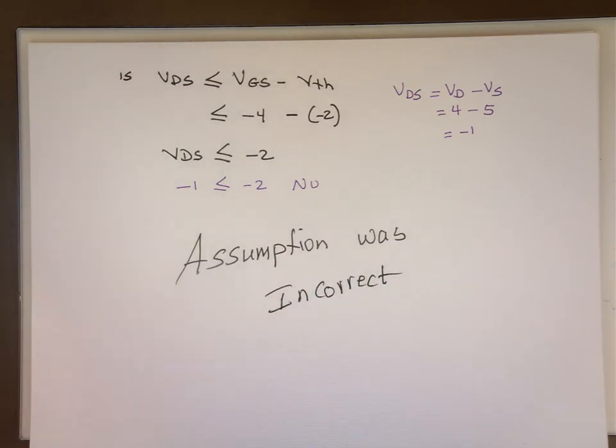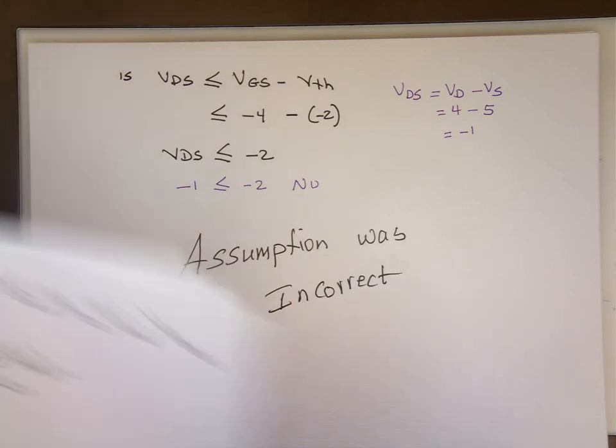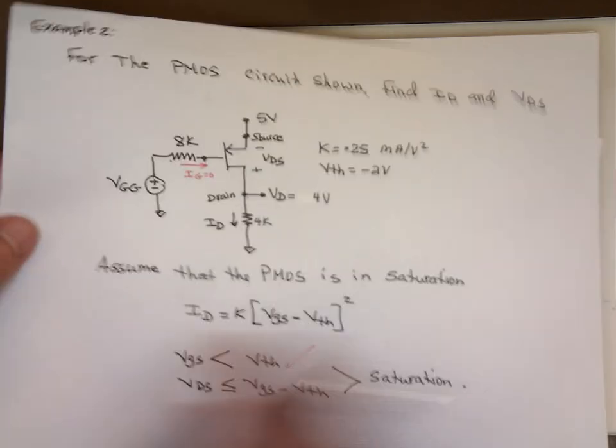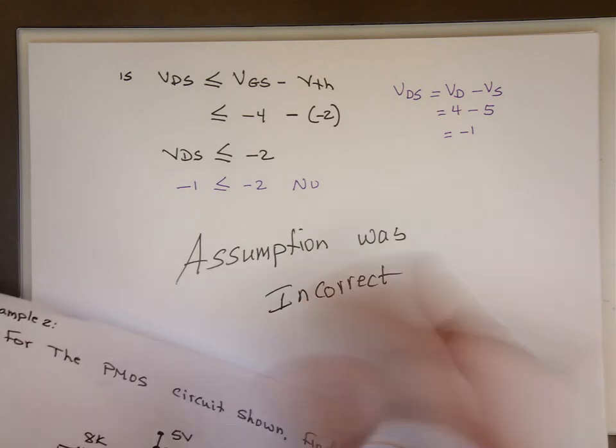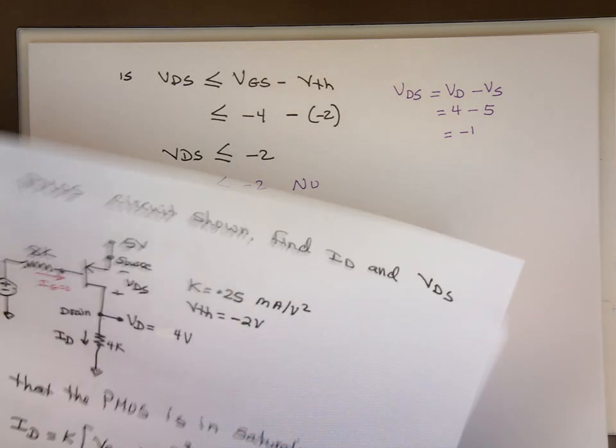So what do we do now? Remember, the process of solving these: you make an assumption, you prove the condition for the assumption, and if the conditions are true, you get your answers. So I made the assumption we're in saturation, and the math tells me, no, you're not. We have two other modes.